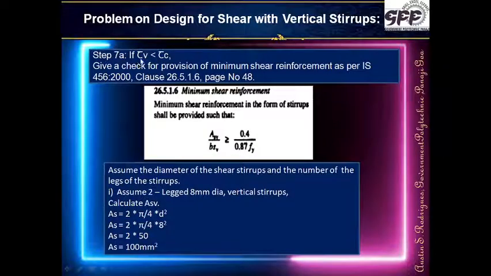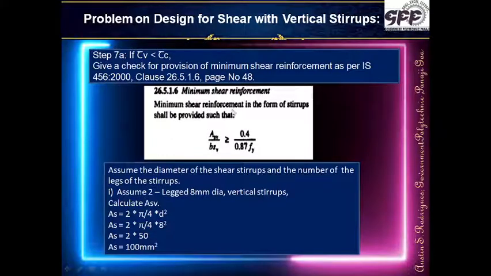Step 7a is when tau v, the external acting shear stress, is less than the inherent capacity of the concrete. If that is the case, then check for provision of minimum shear reinforcement. Now we have to provide minimum shear reinforcement. We know that the inherent capacity of the beam is much more than the external acting shear stress, but still the code says we have to provide minimum shear reinforcement. For that, the clause is 26.5.1.6 on page number 48.